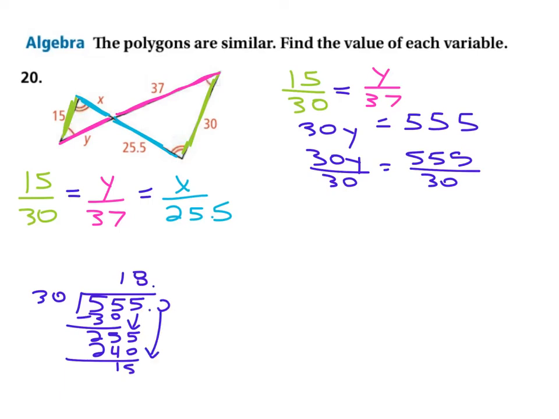I'm going to put a decimal and a placeholder, or annex a 0 and bring it down. 3 goes into 150 5 times. That is 150. So we get 18.5. Y equals 18.5.